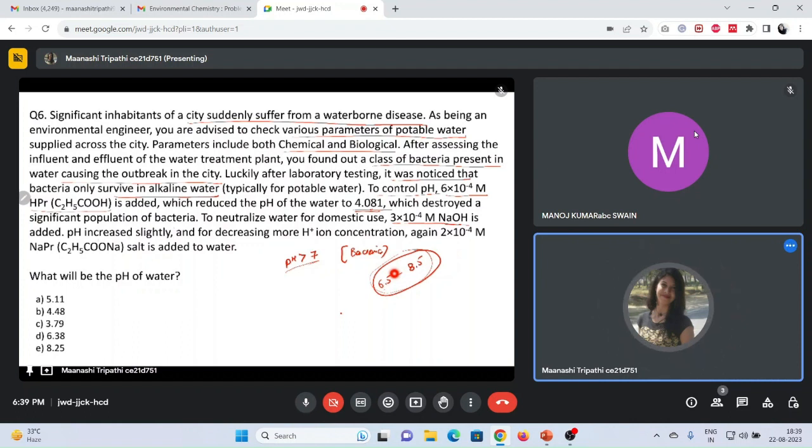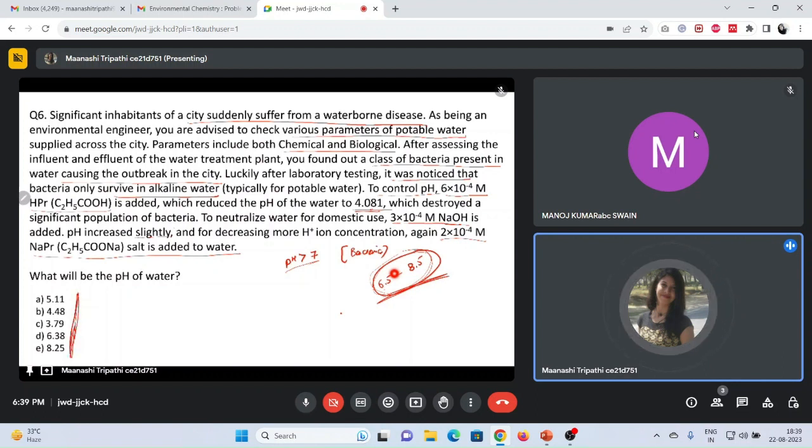But what we saw was that the pH increased only slightly. Maybe from 4.081 it became 5.5, but still it is below the drinkable range. So we need to add more. 2 into 10 raised to power minus 4 NaPr is added to the water so that the water comes under this pH range. So what is the final pH of water? The question is, what is the final pH of water? Around this range it is drinkable, but the question is asking what the final pH of water is.